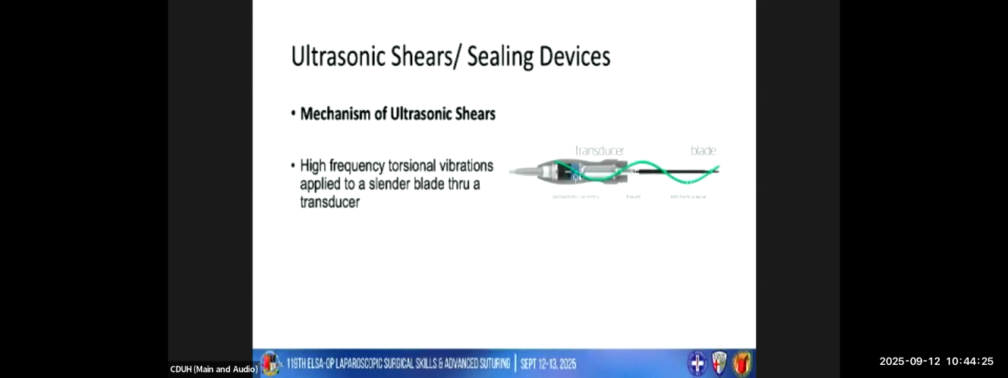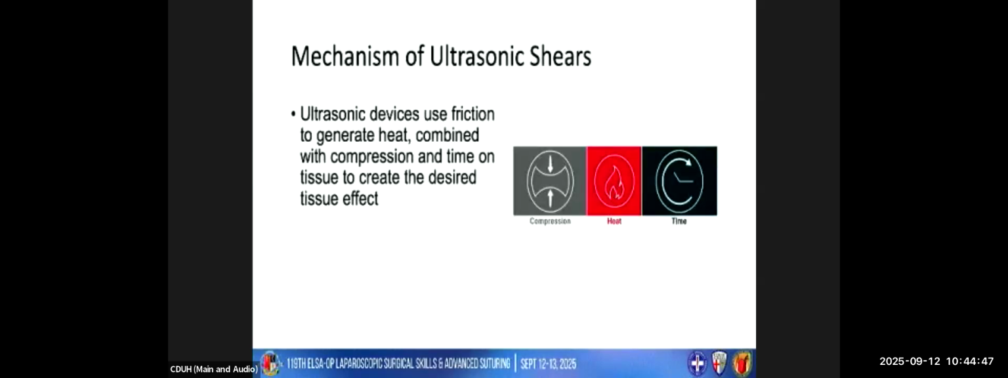So let's talk about ultrasonic shears and sealing devices. When you talk about ultrasonic devices, we should talk about the mechanism. The mechanism is usually a high frequency torsional vibration applied to a slender blade through a transducer. What is important in ultrasonic shears is heat, compression, and time. Ultrasonic devices use friction to generate heat, combined with compression and time, to create the desired tissue effect.